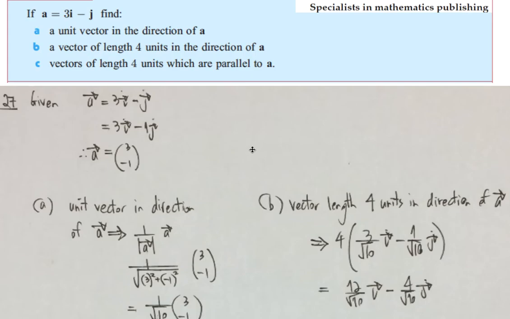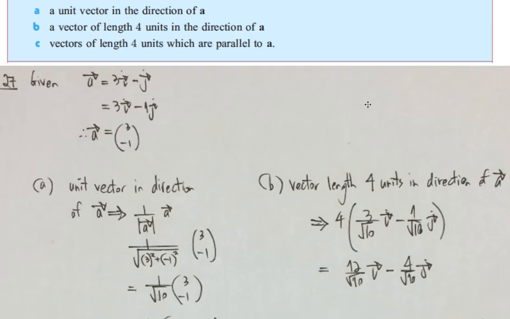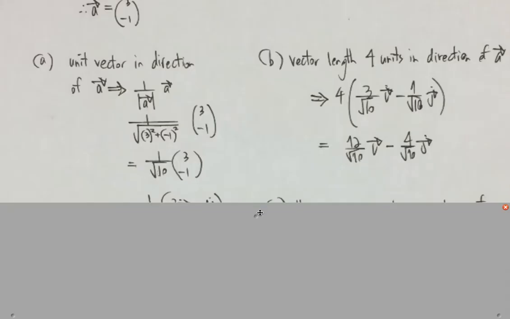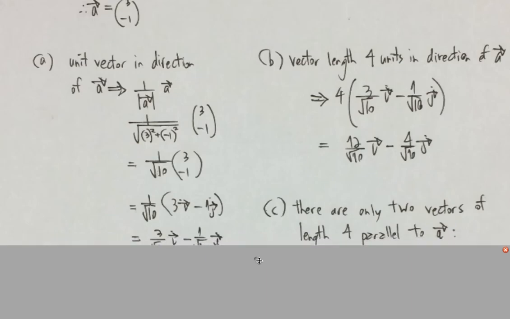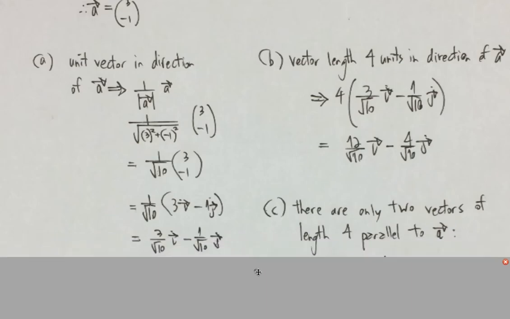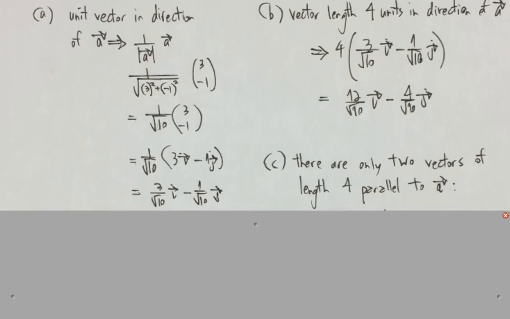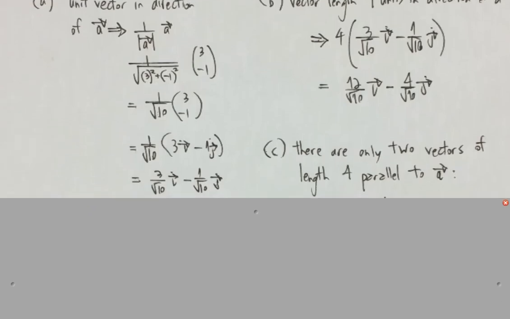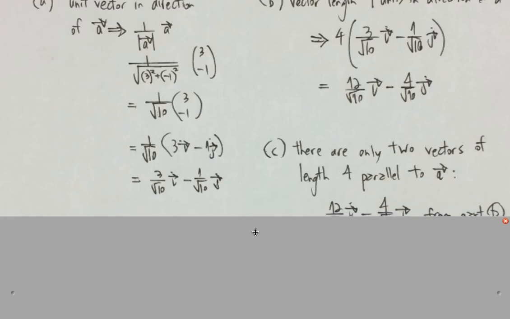Part C is find vectors of length 4 units which are parallel to vector a. So not necessarily in the same direction, but parallel. Well, there are only 2 vectors of length 4 parallel to vector a, and we have one in part B that's in the direction of a. Which other vector do you think would be parallel to vector a but also length 4? Well, you may have guessed it, it's the one that's in the opposite direction.